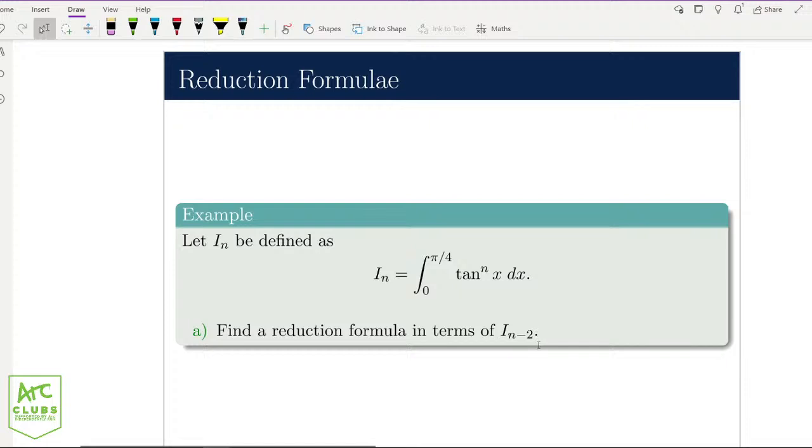With this kind of question, it really comes down to practice. In this particular case, a hint that they've given you in the question is that the reduction formula that we will eventually end up with is in terms of Iₙ₋₂. So essentially in terms of this integral over here.